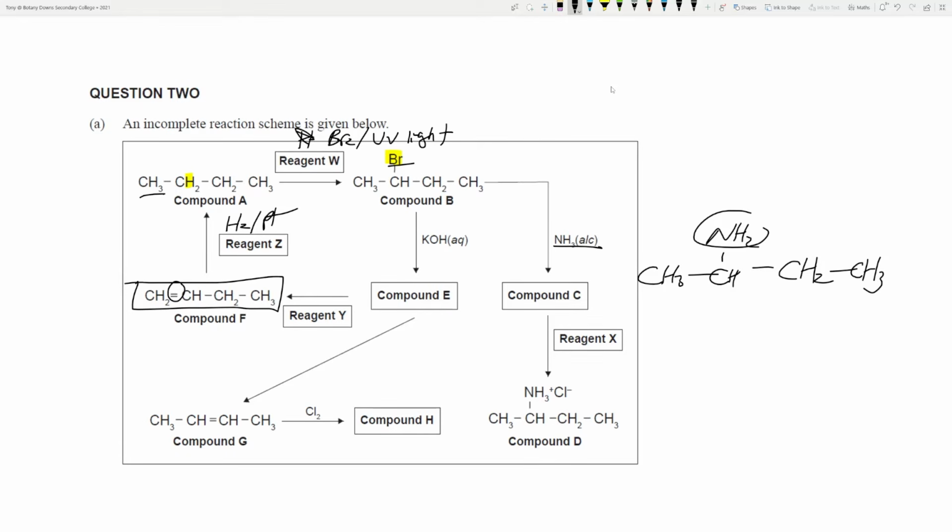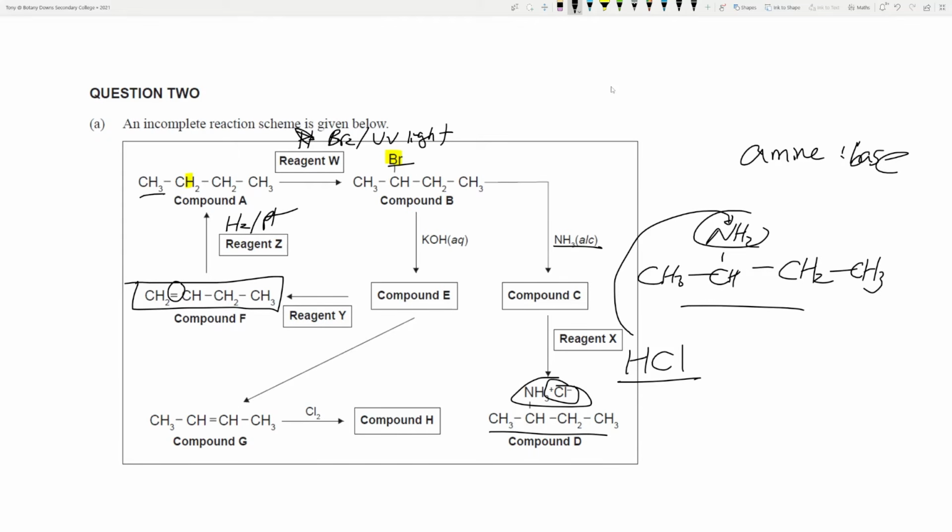Okay, now let's have a look at the next one. So from the amine to what is this? Remember amines are alkaline, so they are bases, and this is clearly something to do with acids and bases. So this is HCl, because HCl is an acid, and the acid will neutralize the base. What does the base do? The base will accept the H plus, so it becomes NH3 plus. And then the Cl is just going to stay around as minus.